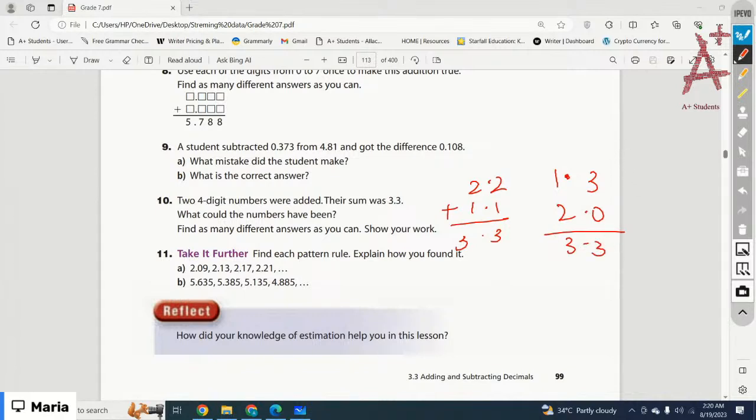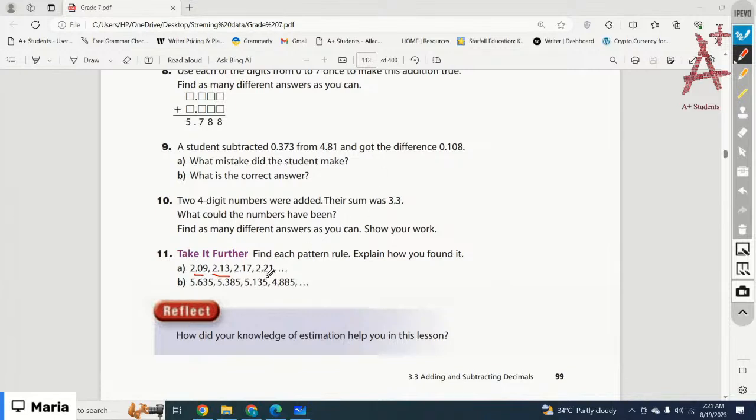Okay, the last one is, take it further. Find each pattern rule, explain how you find. Okay, you have to find a pattern rule. How do you find the pattern rule? Usually we subtract the second number out of the first one, right? Just take away 2.13 minus 2.09, that is 0.04. You subtract the second number out of the first one, you will find the pattern. Every time 0.04 is adding to get the next number, right?